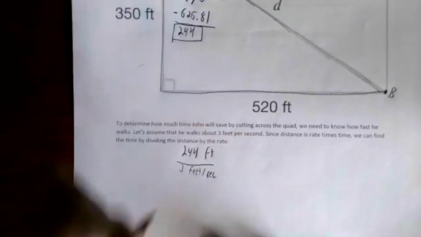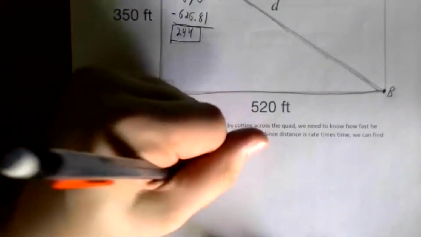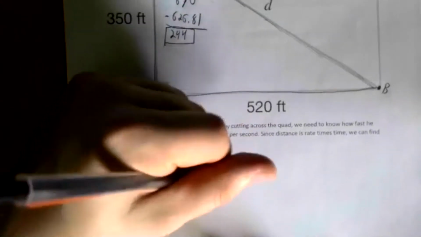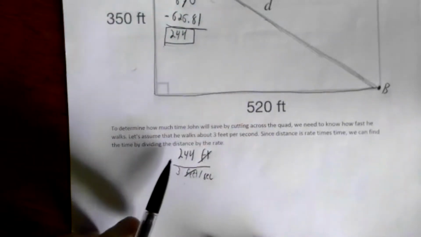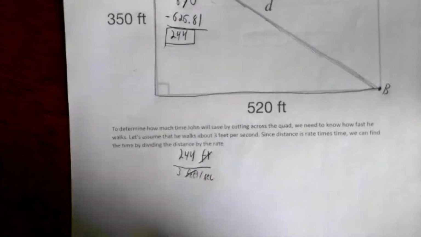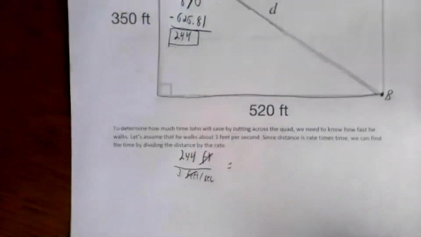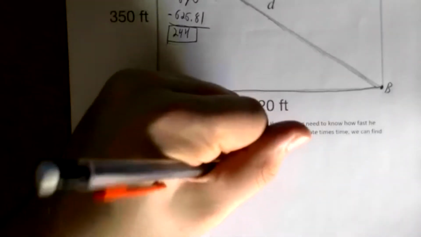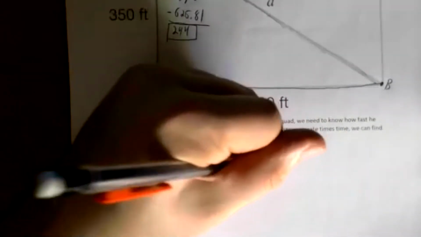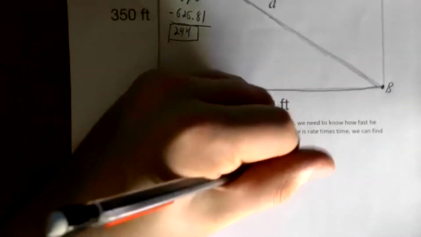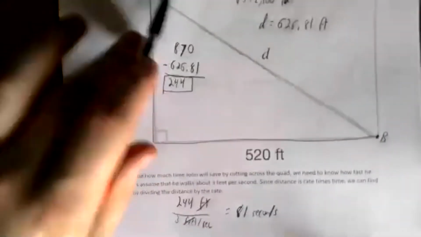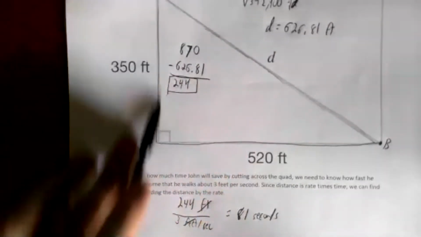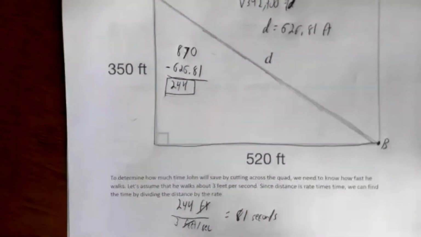Right? So our feet cancel and we're left with seconds. So we just have 244 divided by 3. Divide that by 3, and we see that he saves about 81 seconds after rounding. So he saves about 81 seconds walking this diagonal rather than walking around the outside edge. Okay.